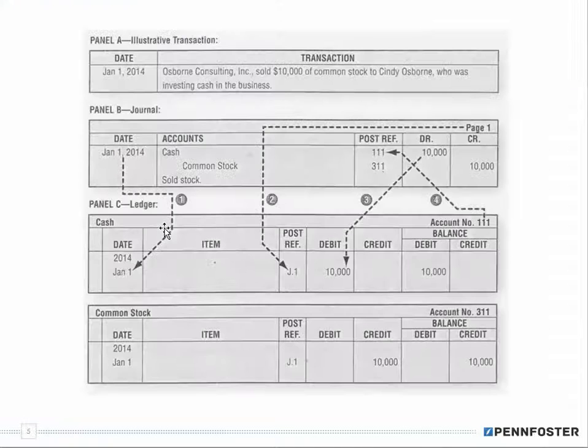So, with that said, here's an illustrative transaction from the textbook, and it says Osborne Consulting sold $10,000 of common stock to Cindy Osborne, who was investing cash in the business. So this is a transaction, and when you have a transaction, you have to put it in a journal. When you put it in the journal, this is what a journal entry should look like.